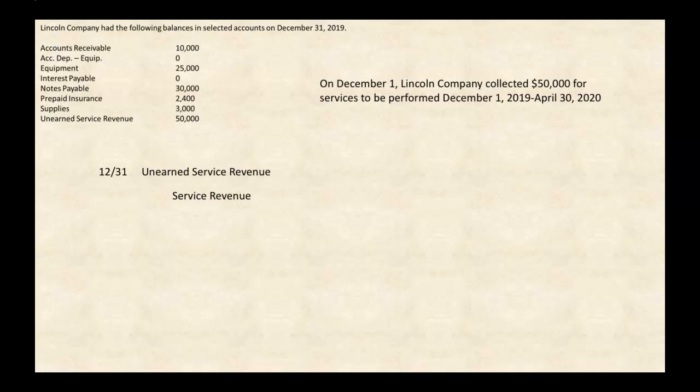we only owe them 4 months of work. So how do we figure out the number here? Well, it was $50,000 for 5 months. We need to know how much it is for 1 month. 50,000 times 1/5, or just divided by 5, and we see that each month is $10,000 of work.